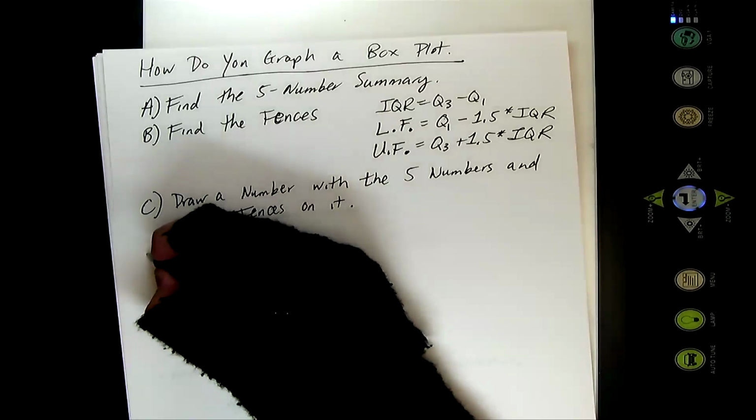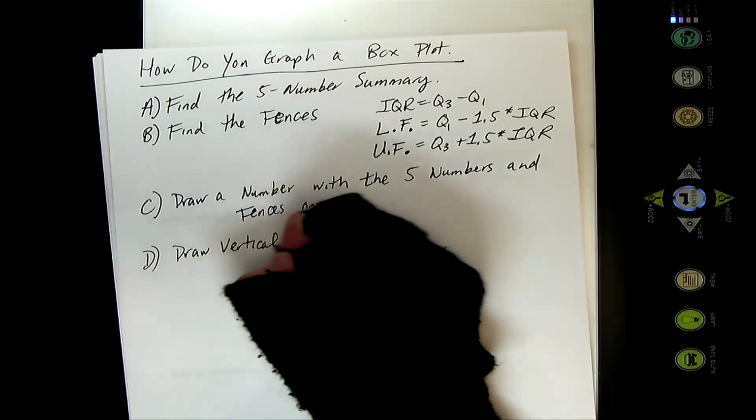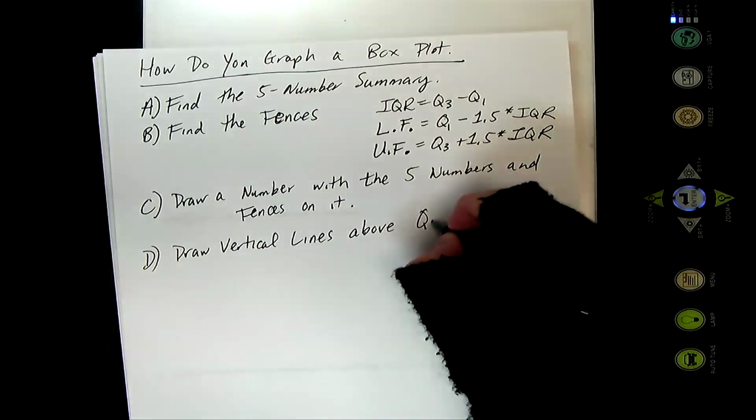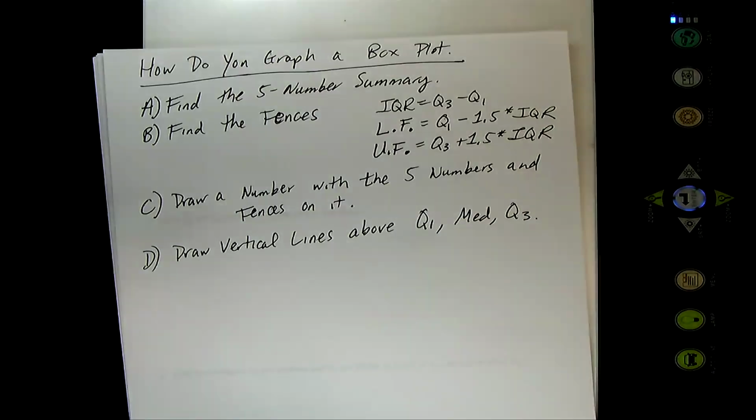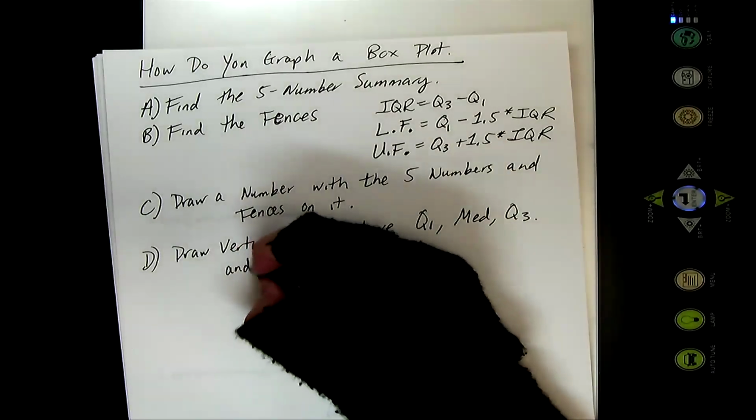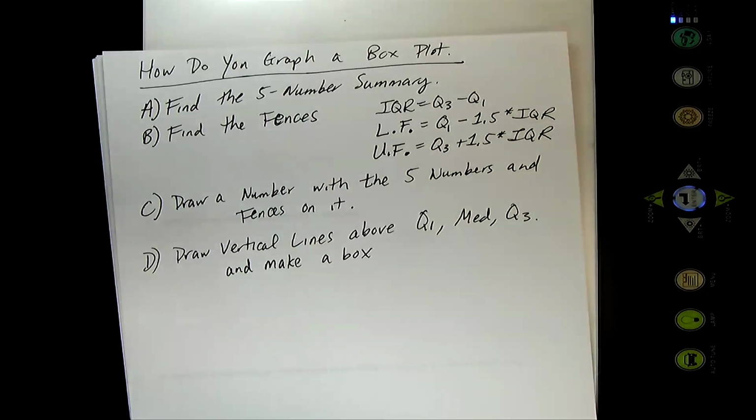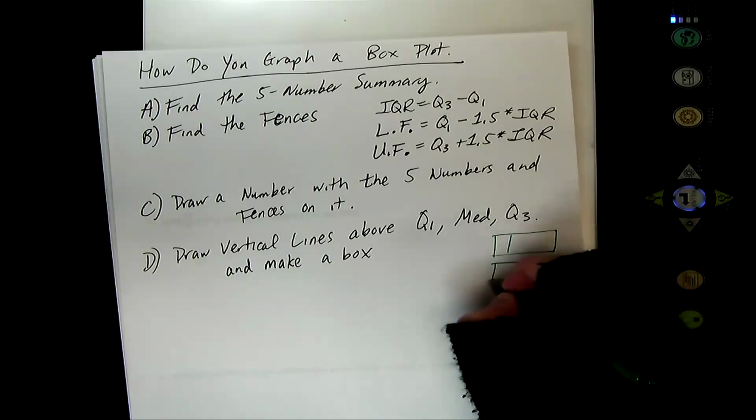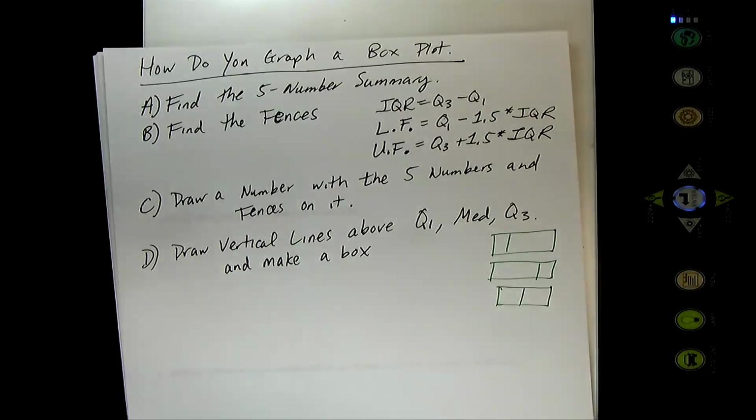Okay, now that you've got a number line, draw vertical lines above Q1, the median, and Q3, and make a box. It usually looks something like that, or something like that, or it might be evenly balanced where there are lines in the middle. But you're going to have a box like that.